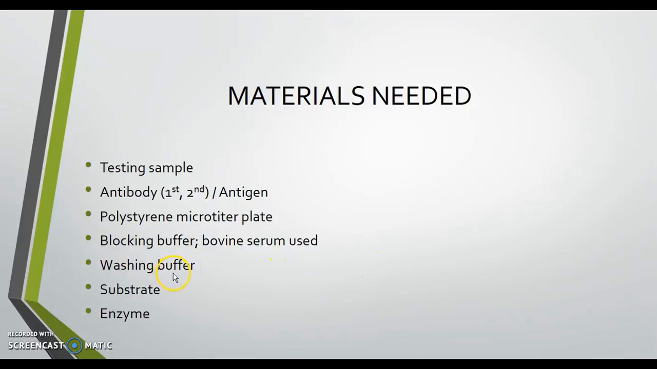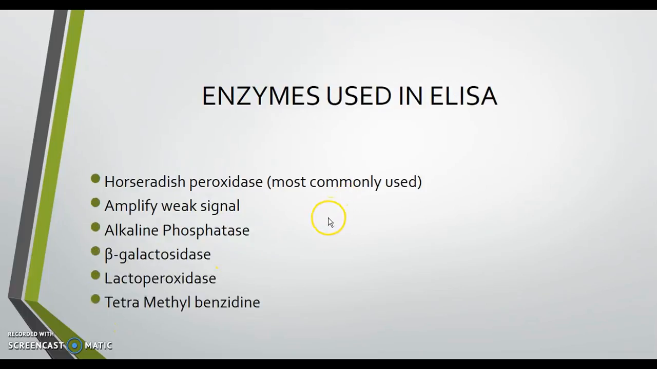The washing buffer is also used to flush off the antibodies, which can be the primary antibody or the secondary antibody, that are not bound to an antigen. The substrate and the enzyme react in order to form the color formation.